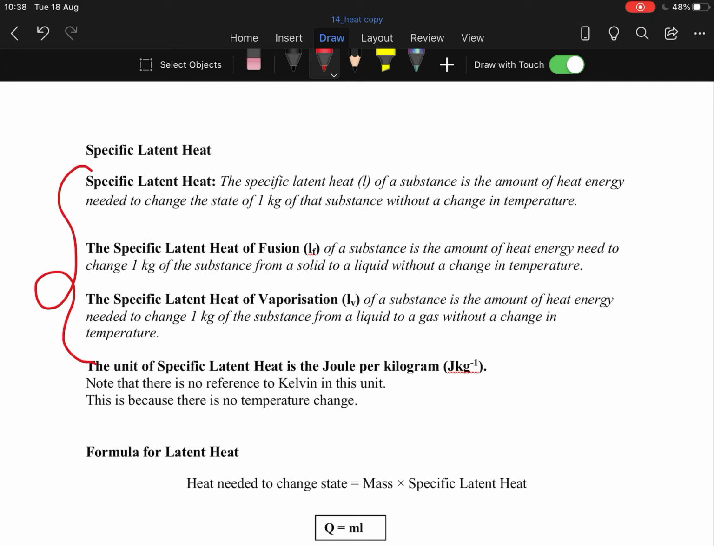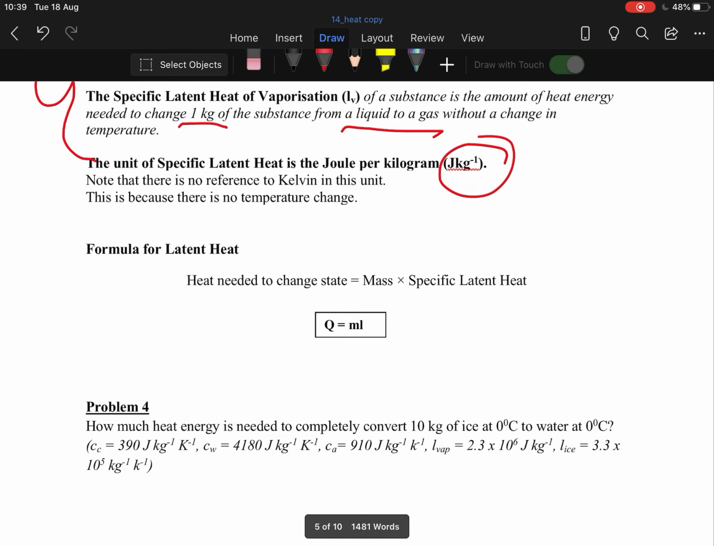Specific latent heat. Again, very similar to the previous one, except we're including the fact that there's a mass here. The amount of heat energy needed to change the state of 1 kg without a change of temperature. For fusion, we need to change 1 kg from a solid to a liquid without change of temperature. Vaporization, 1 kg from a liquid to a gas. And there you go. Joules per kg is the SI unit. And the equation you see in your log tables is this one. Q equals ml.